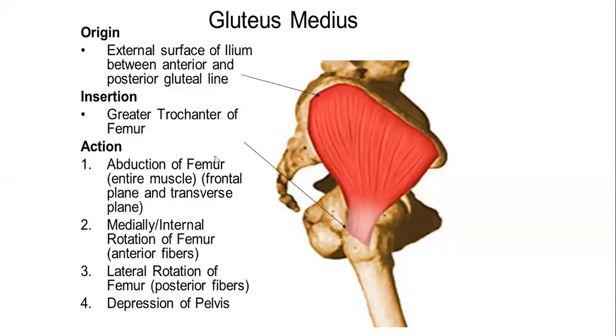So it is supplied by the superior gluteal nerve. Please do not confuse the nerve supply of gluteus maximus and medius. Gluteus maximus, even though it is a superficial muscle, is receiving the nerve supply from the inferior gluteal nerve, not superior. Whereas gluteus medius is present under gluteus maximus, but it is receiving the nerve supply from the superior gluteal nerve.